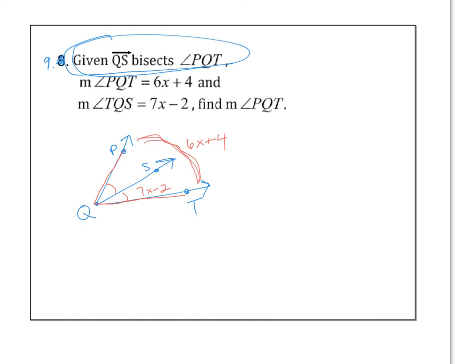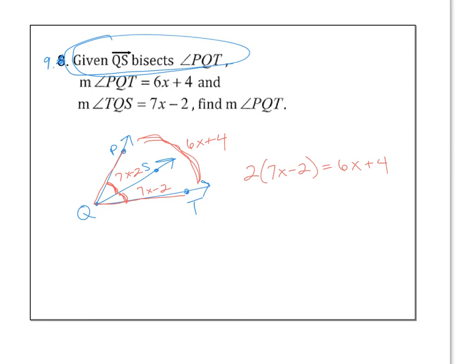Well, they're not equal to each other. One of them is big and one of them is small. They're not congruent to each other, so we can't just say that they're equal. But I do know that these two angles are equal. So if angle TQS is 7x minus 2, I can also say angle PQS is 7x minus 2. They have to be the same size. So in other words, the two small ones added together should equal the big one. Or 2 of the 7x minus 2's together should equal the big one, which is 6x plus 4.